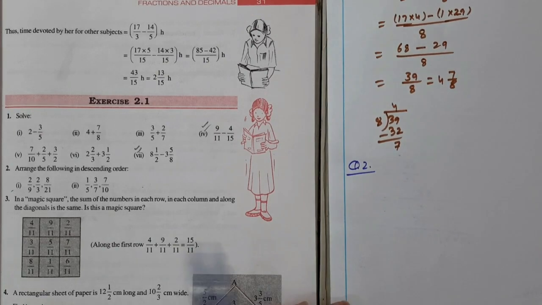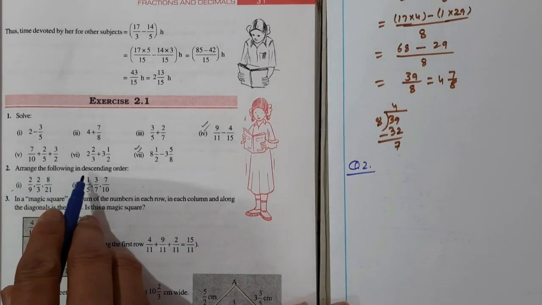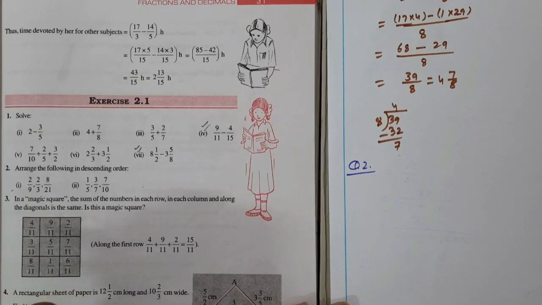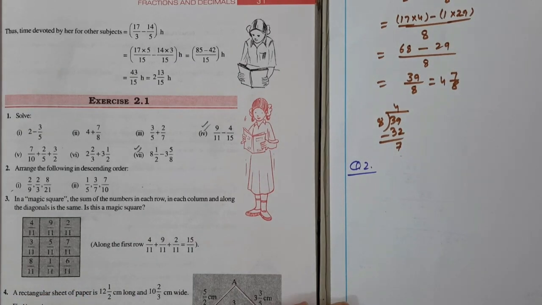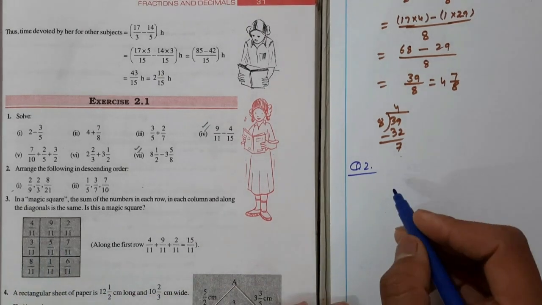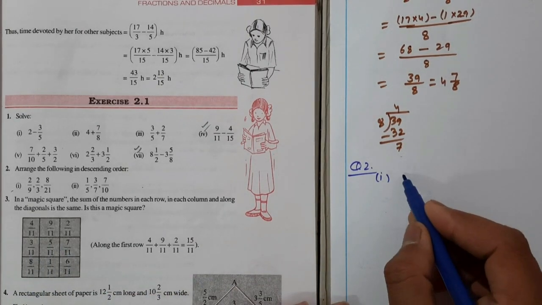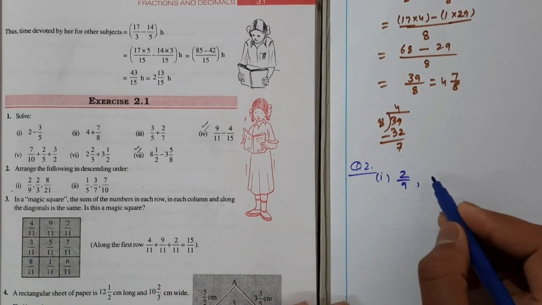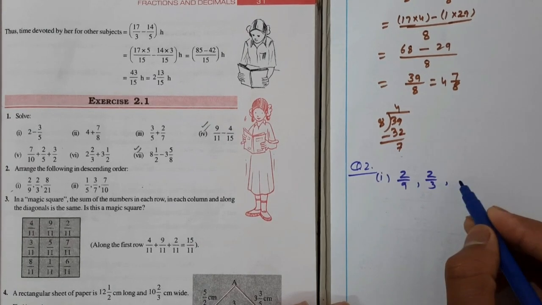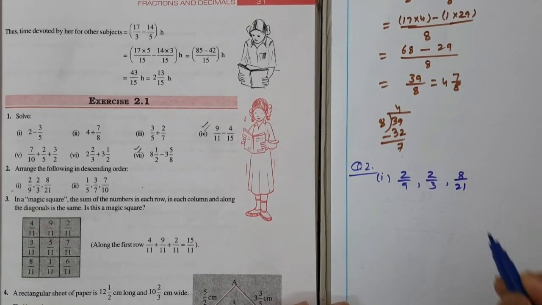Here question number 2 is arrange the following in descending order. Descending order means greatest to smallest. So the numbers are 2 upon 9, 2 upon 3 and 8 upon 21.